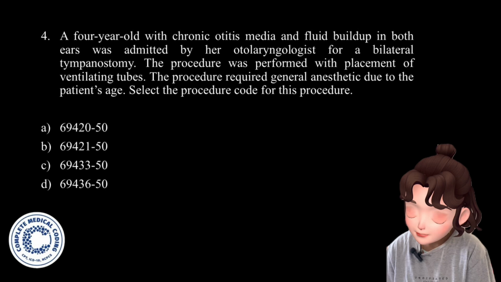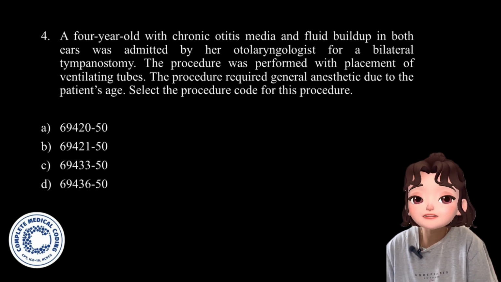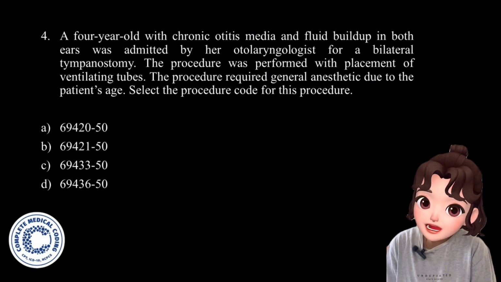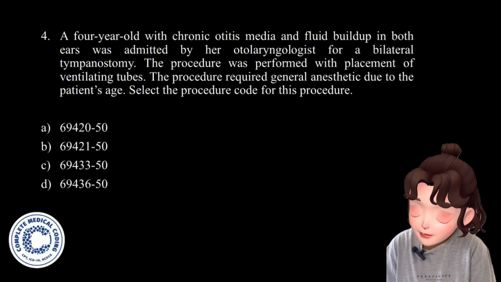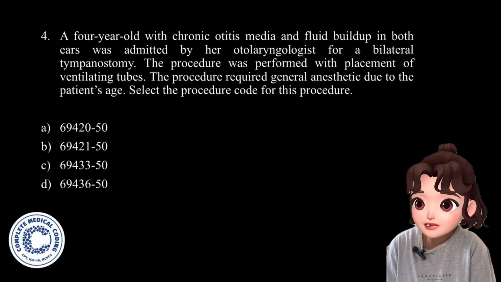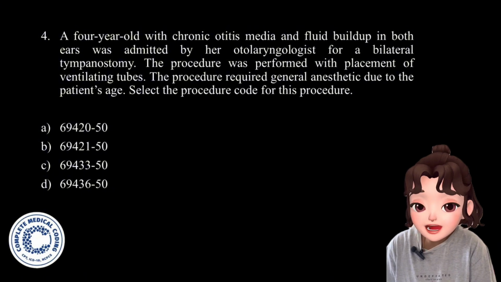What is option C? 69433. 69433 is tympanostomy. Yes, the procedure carried out here is tympanostomy. So what is 69433, option C? Tympanostomy requiring insertion of ventilating tube, local or topical anesthesia. And what is option D? 69436. 69436, again tympanostomy requiring insertion of ventilating tube. Yes, because it's mentioned in the question, with placement of ventilating tubes, general anesthesia.